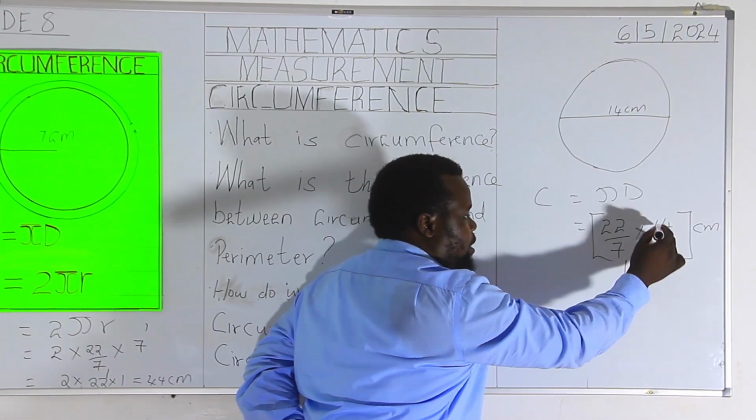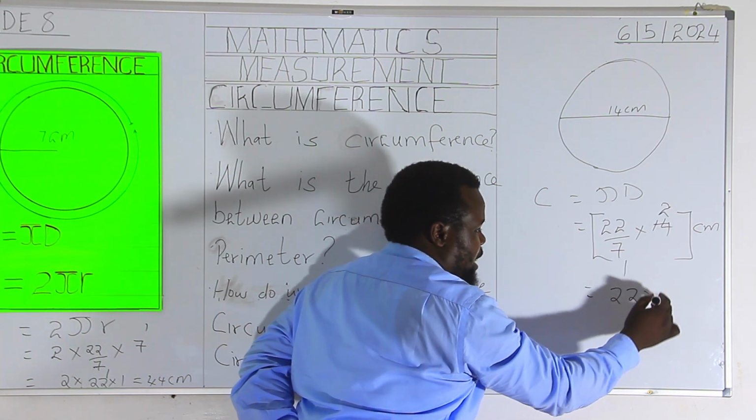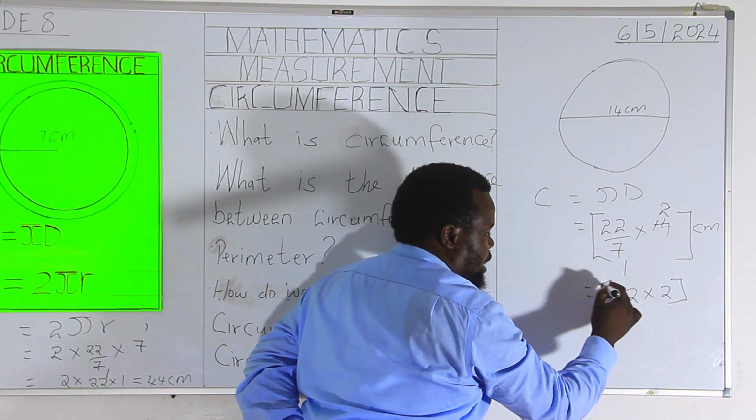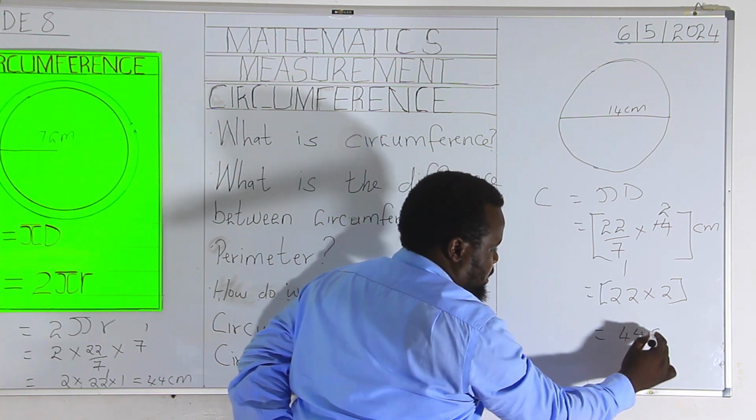7 goes here 1, here 2. We are going to have 22 times 2, which is equivalent to 44 centimeters.